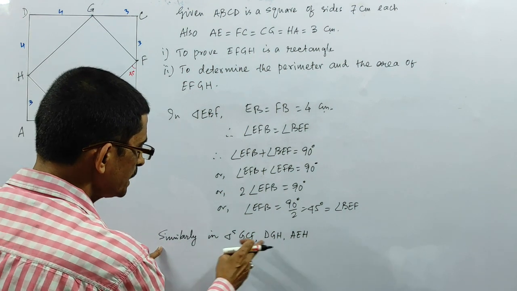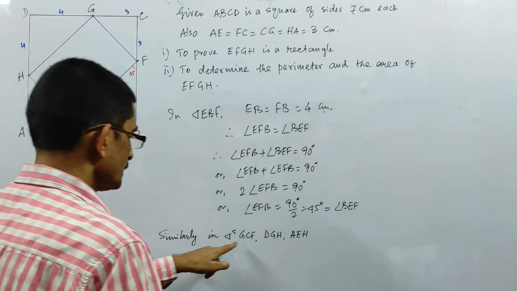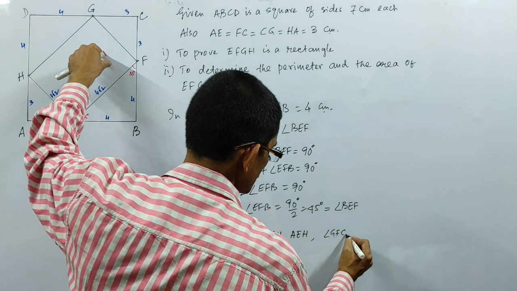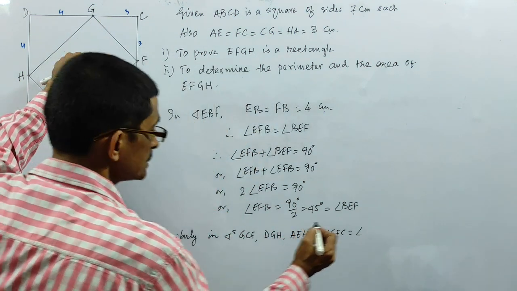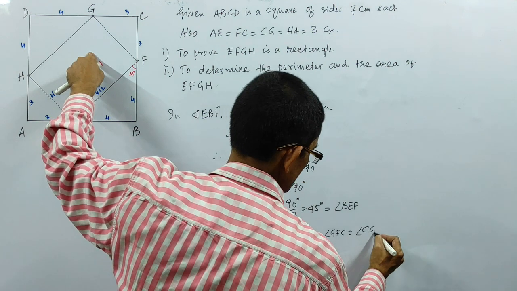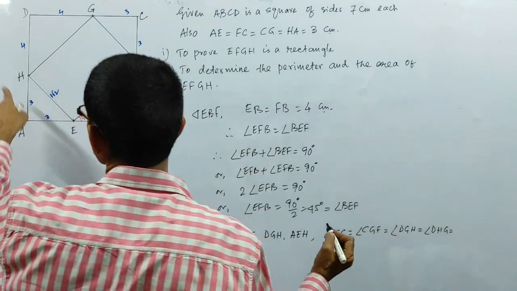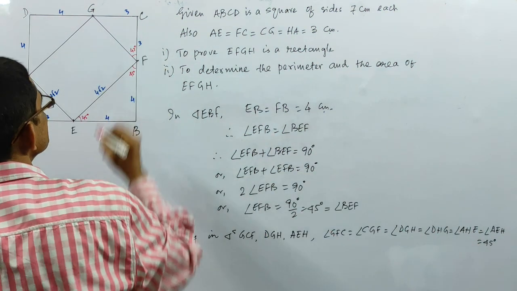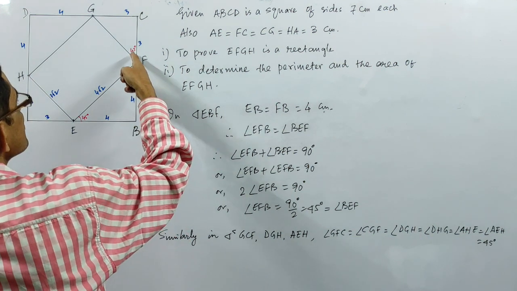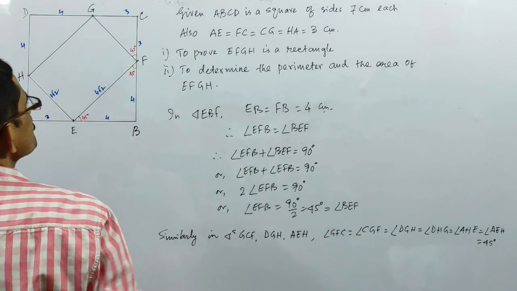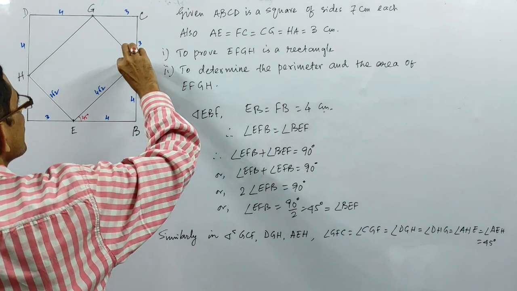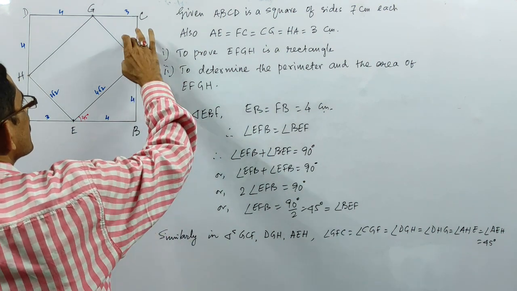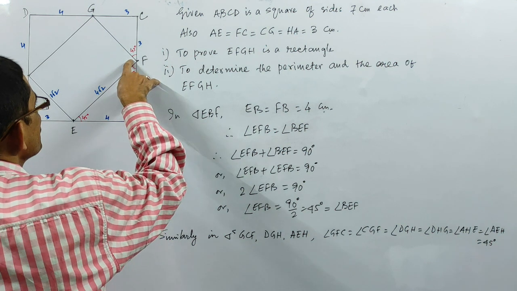Similarly, in triangles GCF, DGH and AEH respectively, angle GFC is equal to angle CGF, and this angle is 45. The sum of these three angles is 180 degrees because this entire angle is a straight angle, whereas these two parts are 45 degree each, therefore the remaining part is 90 degree.